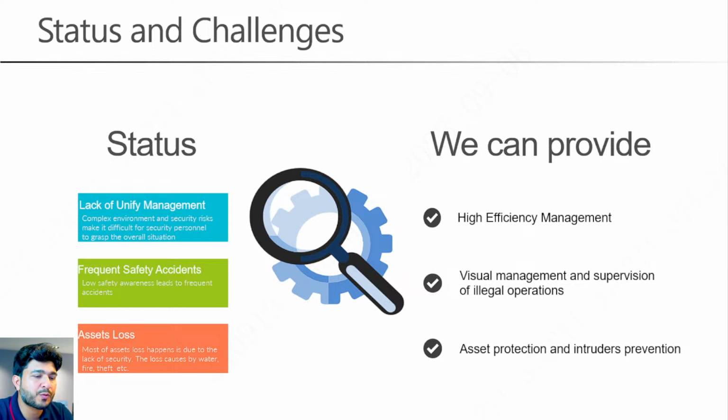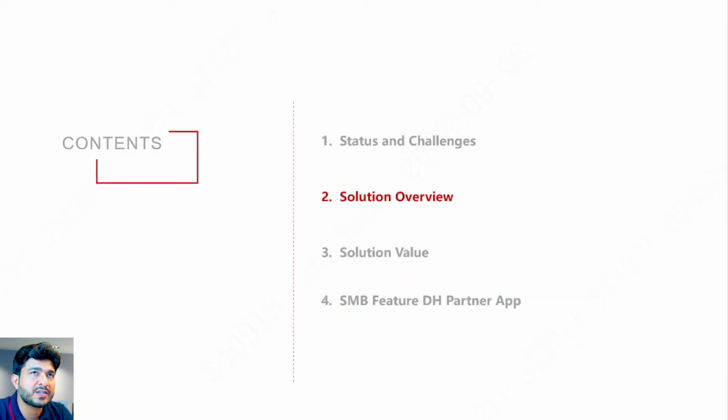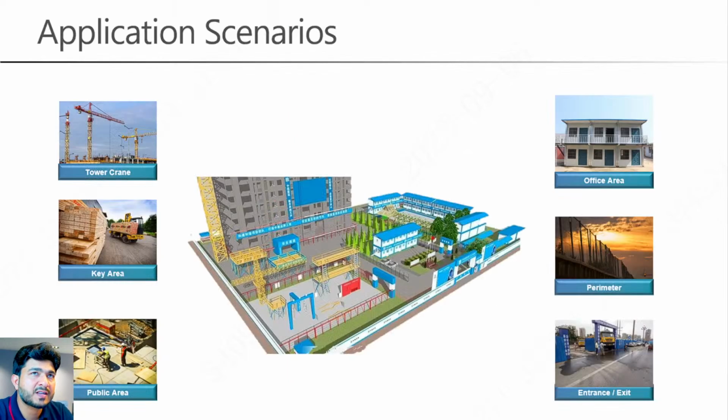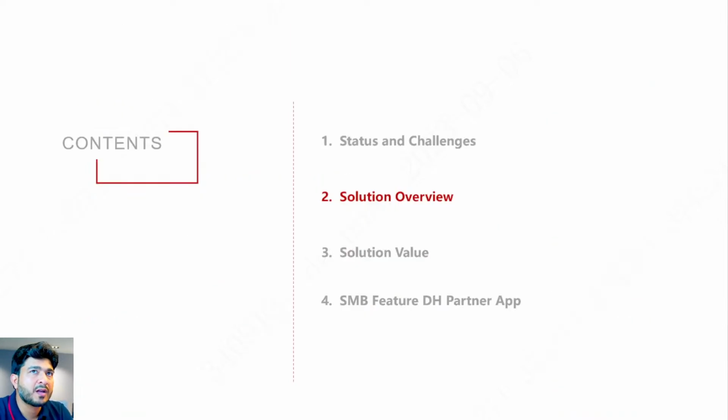So what we can provide from the Dahua side: high efficiency management, visual management and supervision of illegal operations with the help of different devices within the CCTV system, asset protection and intruder prevention also. If we can restrict the entry of intruders, those who can come by jumping the fences or the boundary walls. So these are the solutions which we can add to make a construction site fully monitored by the CCTV system. So let's move forward and check. Now in the next slide, we will check the solution overview.